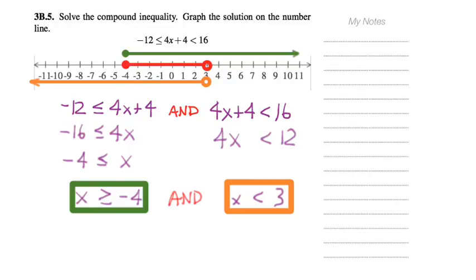So how do I write that in interval notation? So I want a square bracket for my -4, because -4 is included in my set. Again, square brackets go together with greater than or equal to signs, go together with solid dots. But for my 3, what do I want? I want a round bracket. Because 3 is not included, because round bracket goes with less than sign, goes with open circle. And so in interval notation, our answer would look like this.